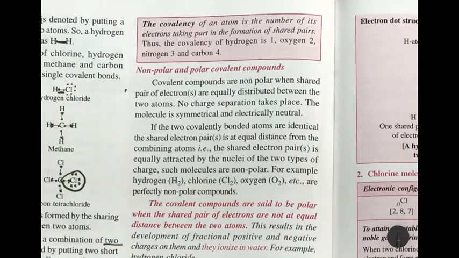Now next we move on to covalency. Covalency of an atom is the number of electrons that take part in the formation of shared pairs. That is, covalency of hydrogen is 1 because it is sharing 1 electron, oxygen 2, they are sharing 2 each, nitrogen 3, and carbon 4.